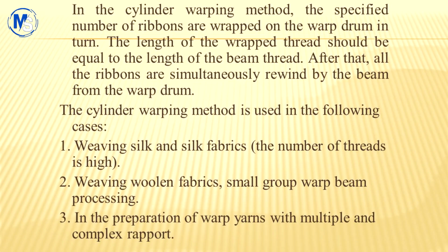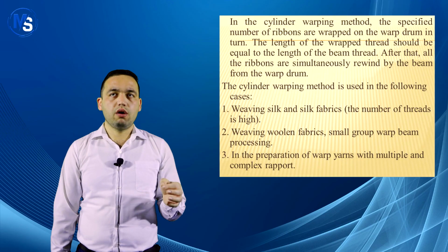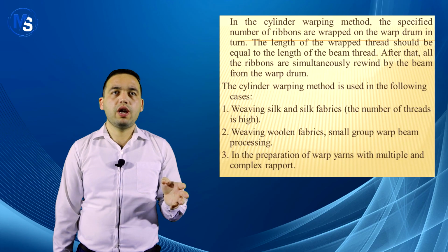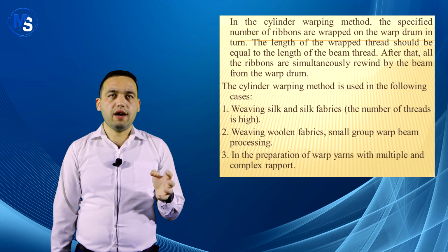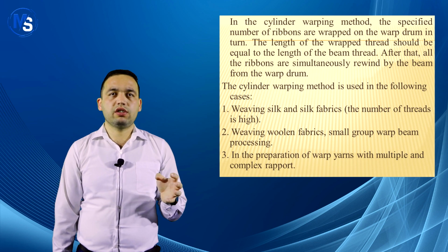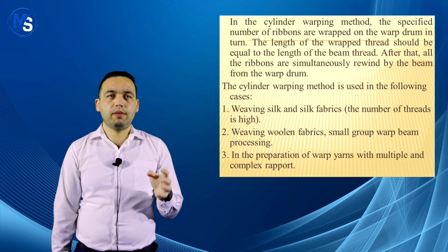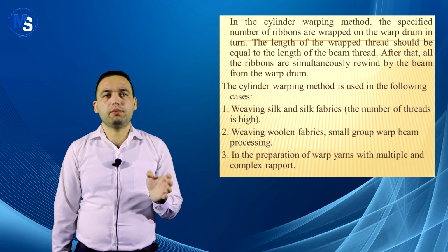If I speak about the cylinder warping process, in the cylinder warping method, the specified number of ribbons are wrapped on the warp drum in turn, and the length of the wrapped thread should be equal to the length of the beam thread. After that, all the ribbons are simultaneously rewound onto the beam from the warp drum.